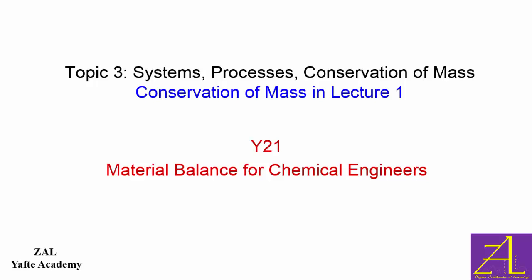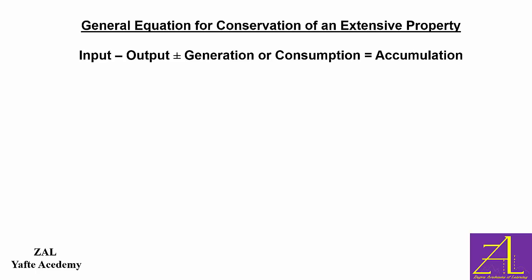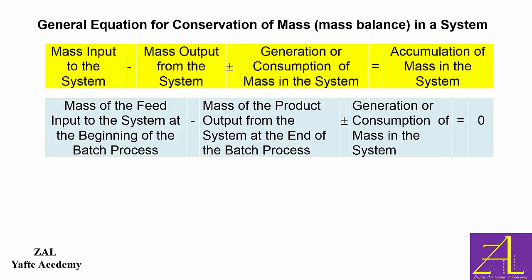Conservation of mass in Lecture 1 in Topic 3. We have learned so far that mass is an extensive property that is conserved, and this general form of conservation applies to mass. This form that we have written is very specific for mass and comes from the general form. When we apply this equation to a batch process in a closed system, it takes a form that we call integral form, as you see here.